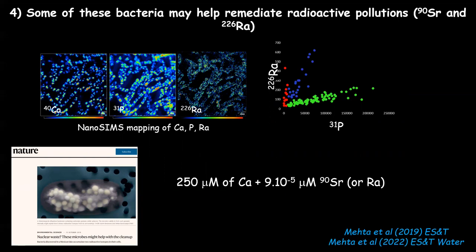This is what, for example, Mehta showed using NanoSIMS: even at very low concentrations of radium mixed with a lot of calcium, the radium isotopes are taken up by the bacteria and put in the carbonates. So that's very interesting if you think about depolluting an environment where you have calcium, which is the case in any environment, and very small amounts of pollutants.